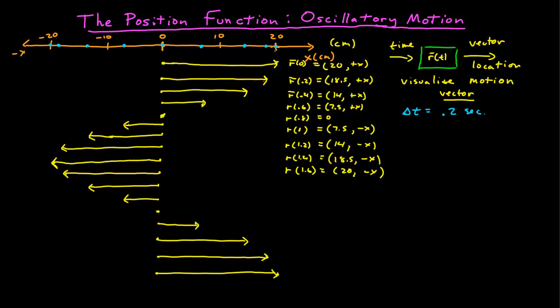Now go back and imagine this mass on the spring oscillating back and forth between positive 20 and negative 20. And now imagine following that mass on a spring with the yellow position vectors. At each point in time, the yellow vector is pointing, giving the location of where that object is. That is our position function, giving us a vector function of time, telling us the location of the object at every time.